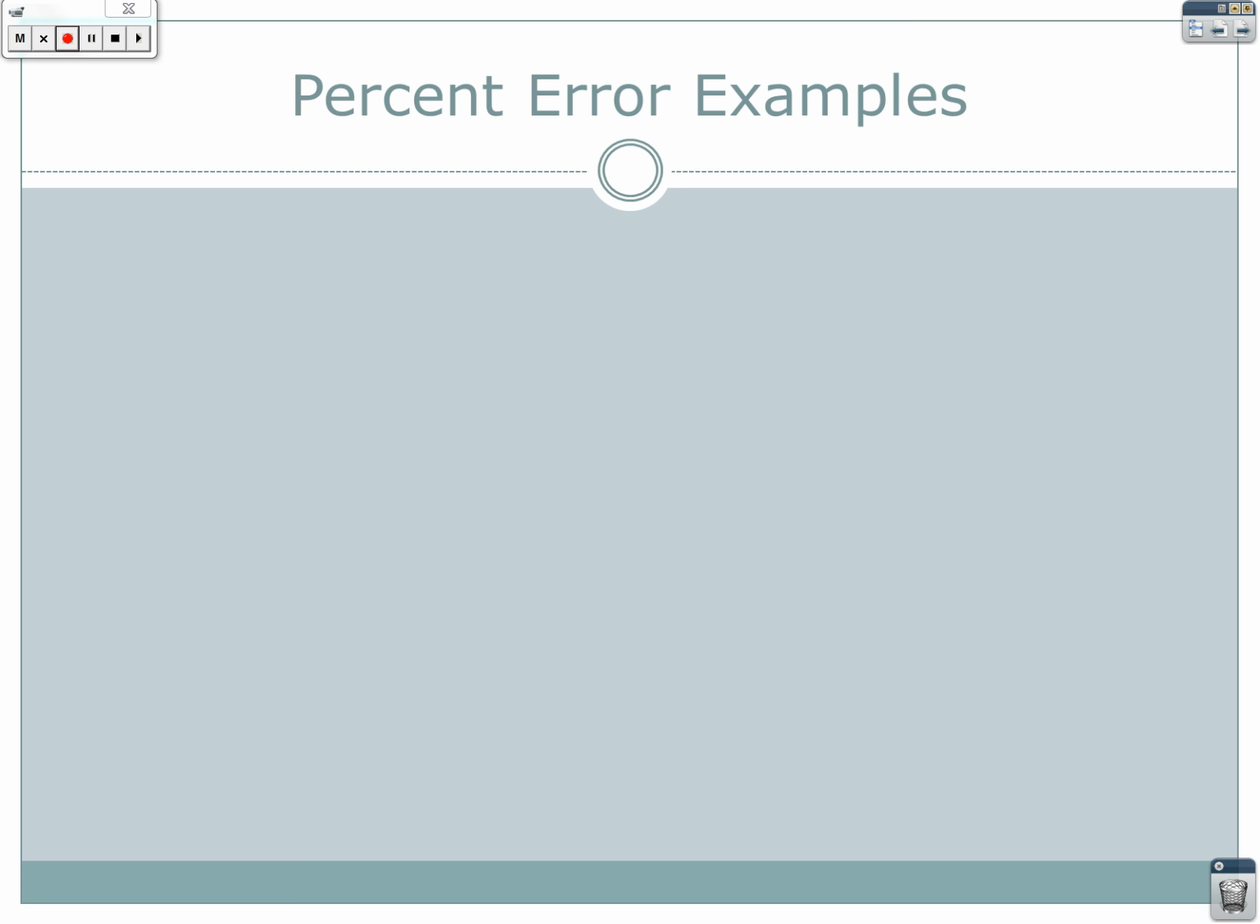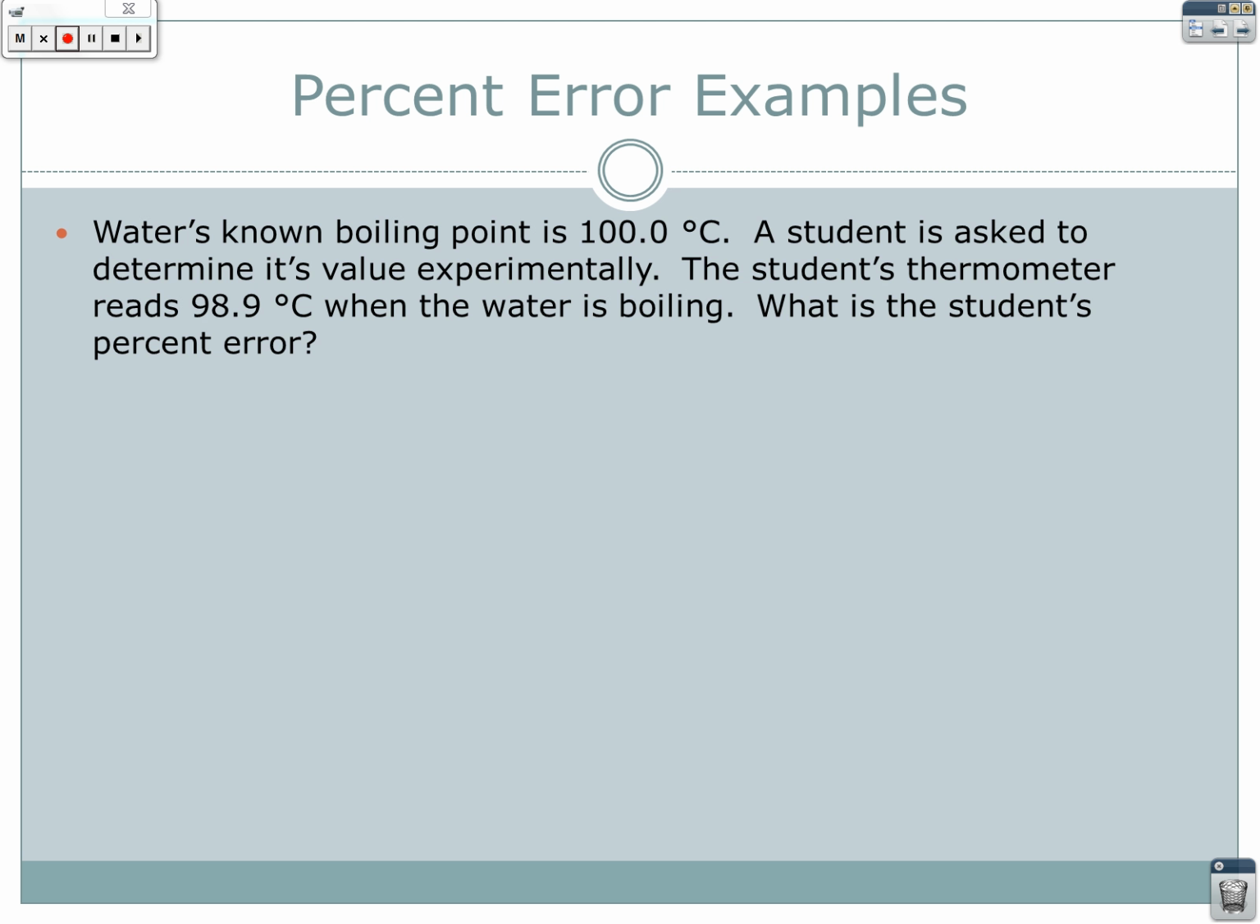So let's talk about some examples with percent error. Water's known boiling point is 100 degrees Celsius. I have a student, and they're asked to determine its value experimentally. The student's thermometer reads 98.9 degrees Celsius when the water is boiling. What is the student's percent error? So I'd like you to pause the video now and calculate the percent error. Alrighty, thank you for pausing.